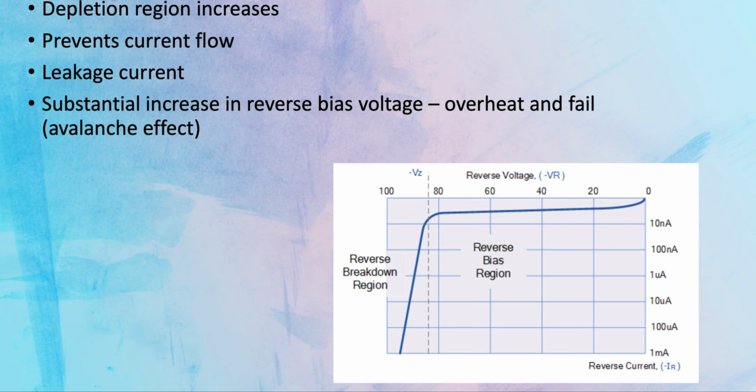Now, because the depletion region increases, it's hard for the current to flow because there's no movement of charge carriers to make current flow possible. However, above a particular point, there is a leakage current in reverse bias. So when you keep increasing the reverse bias voltage, it overheats and fails due to the avalanche effect. The avalanche effect is caused when you keep increasing the voltage.